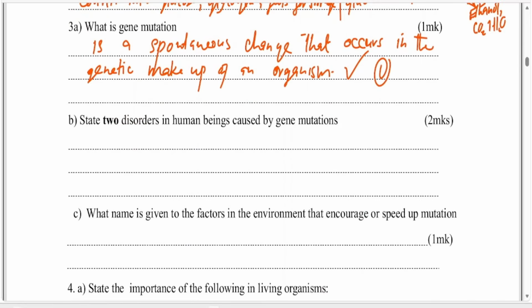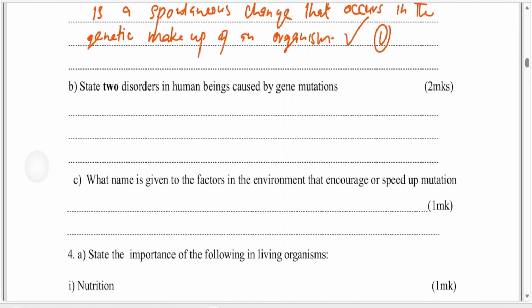Let's move to part B of this question. State 2 disorders in human beings caused by gene mutations. We have those disorders that affect human beings, and they are caused or they are due to gene mutations. And we have several of them, including sickle cell anemia, albinism. You can also talk about hemophilia, color blindness. All those are disorders in human beings that are caused by gene mutations.